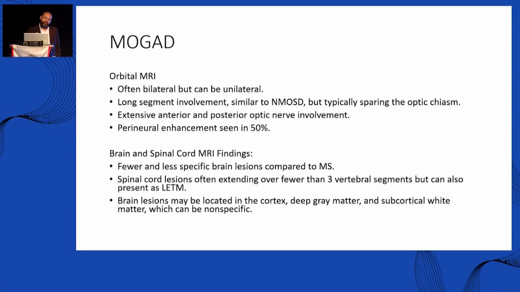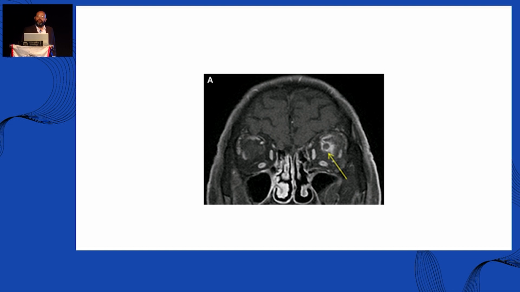So you see that on MR coronal view, where the sheath enhances. Of course, the rest of the brain you'll have very non-specific lesions, but if the thalamus is involved, you're more likely again dealing with a MOGAD or MOG-associated demyelination. So this is the perineural enhancement that you see on MR imaging.